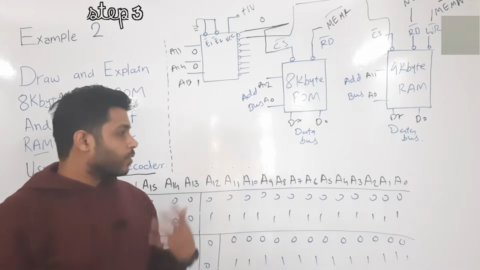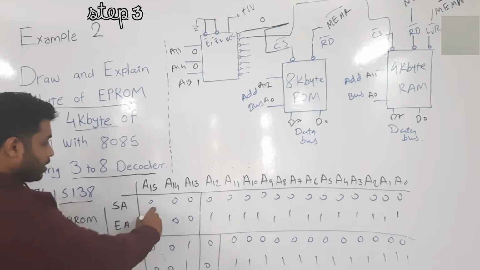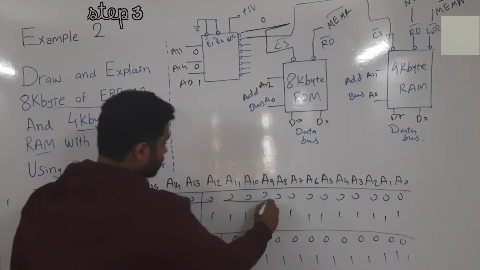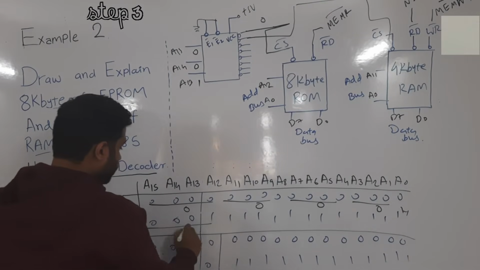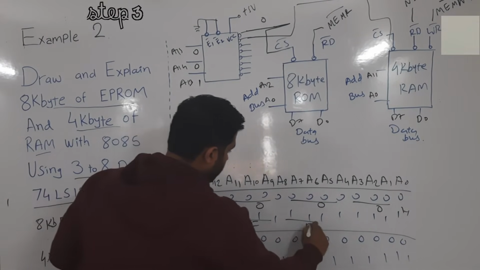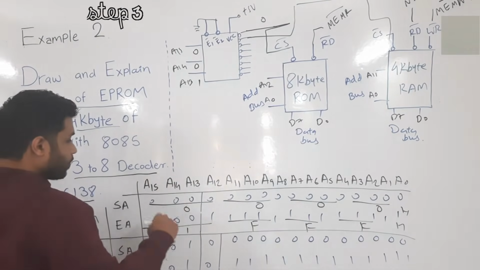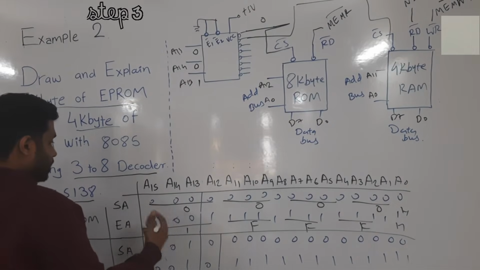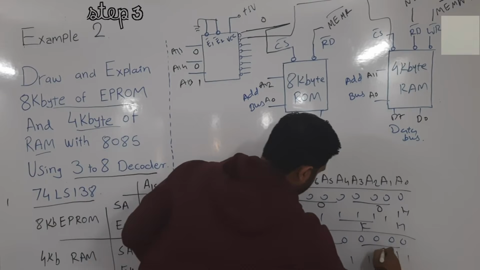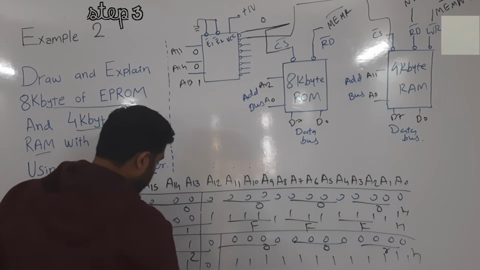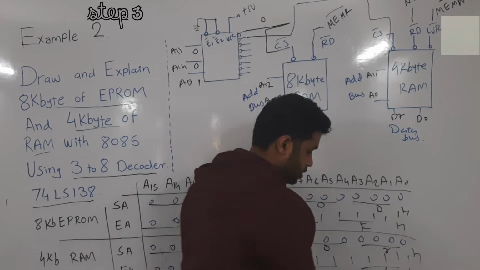You can represent the value in hexadecimal also. So to represent, what will be the value? 0000H to 1FFFH. So what is the range for the 8K byte? 0000H to 1FFFH. What is the range for the 4K byte? 2000H to 2FFFH.